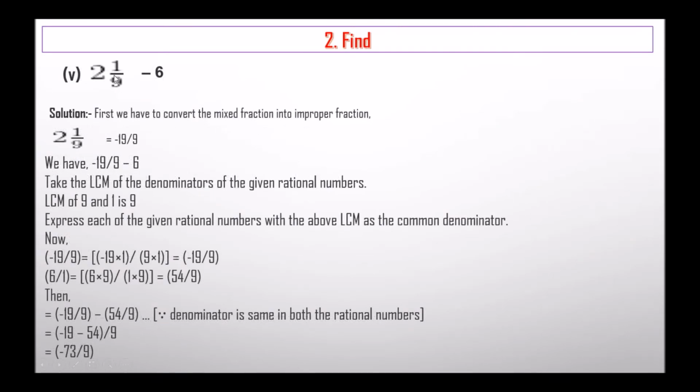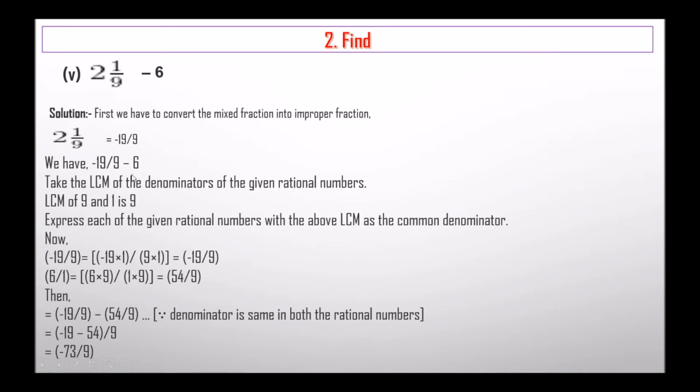2 and 1 by 9 minus 6. First we will convert the mixed fraction to an improper fraction. So 2 and 1 by 9 will become 19 upon 9. So it is 19 upon 9 minus 6.